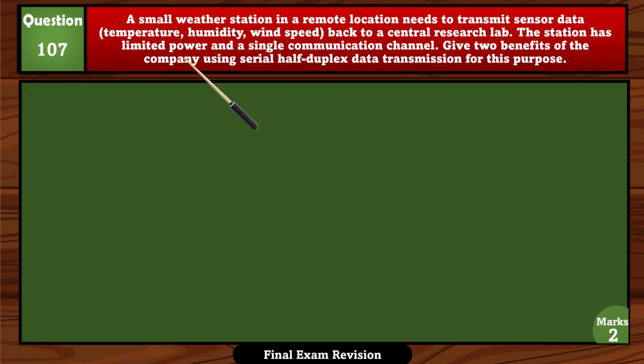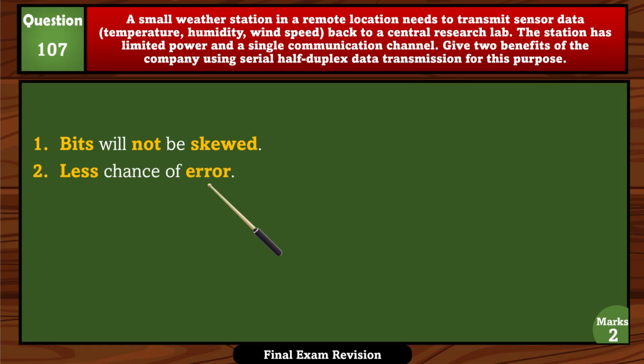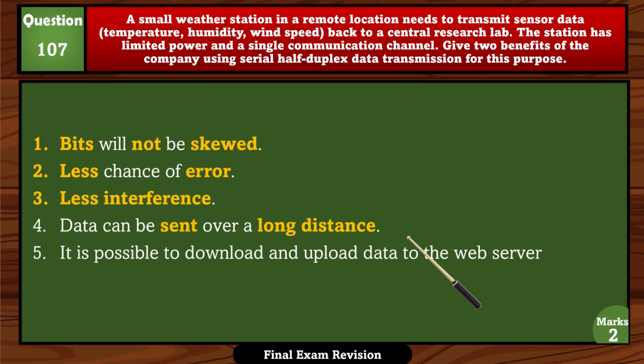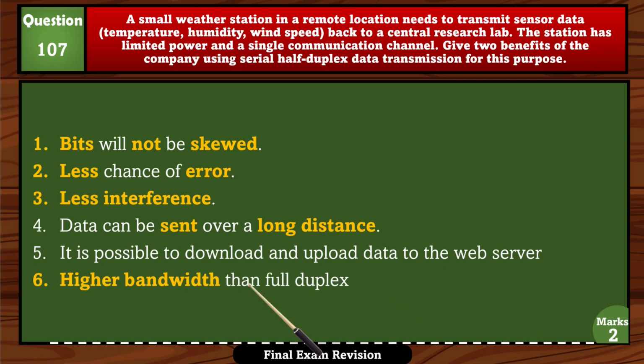Okay. Question 107. A small weather station in a remote location needs to transmit sensor data, temperature, humidity, wind speed, back to the central research lab. The station has limited power and a single communication channel. Give two benefits of the company using serial half duplex data transmission for this purpose. Number one, bits will not be skewed. Number two, less chance of errors. Number three, less interference. Number four, data can be sent over long distances. Number five, it is possible to download and upload data to the web server. Number six, higher bandwidth than full duplex.